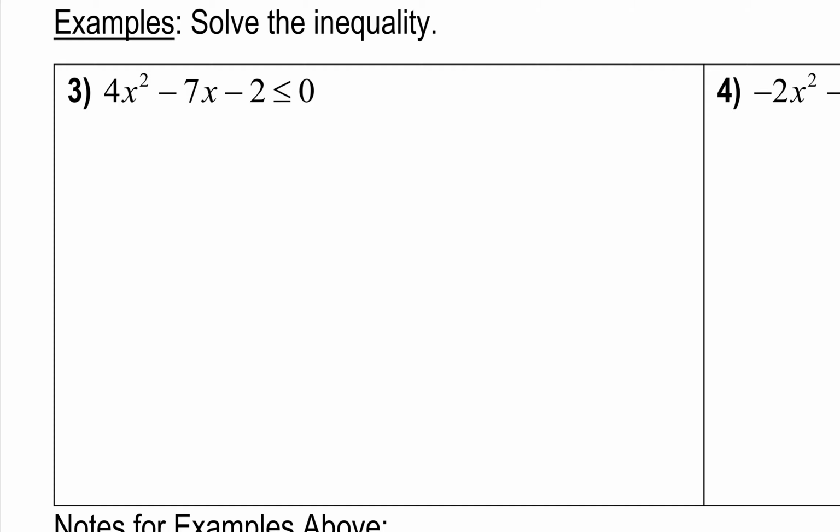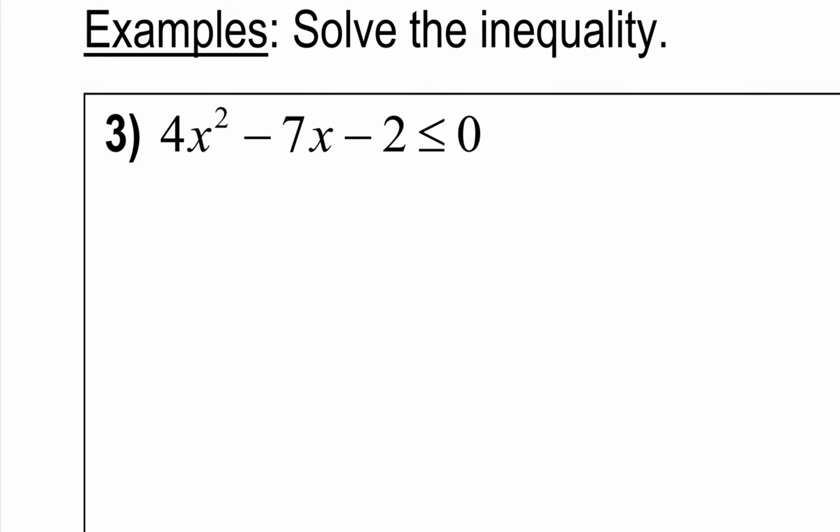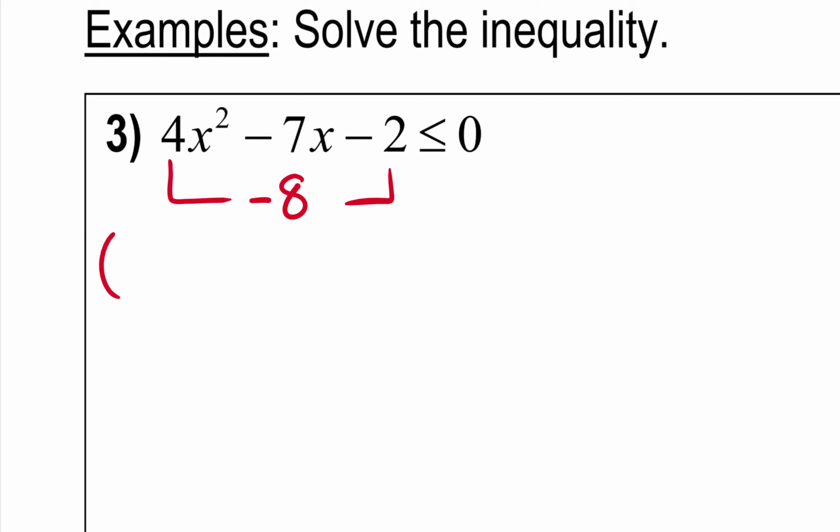So I'm going to go ahead and start on this one with factoring. So when we factor, I'm going to do the first times the last. So 4 times negative 2 is negative 8. Okay, when I factor, I know I'm going to have two parentheses. I always do. And because my x squared term is 4x squared, both of these start with 4x.